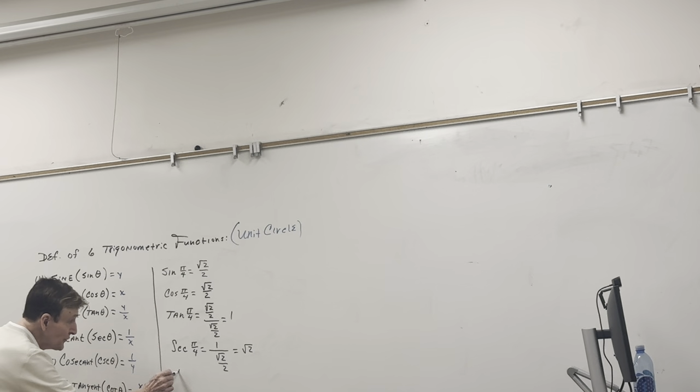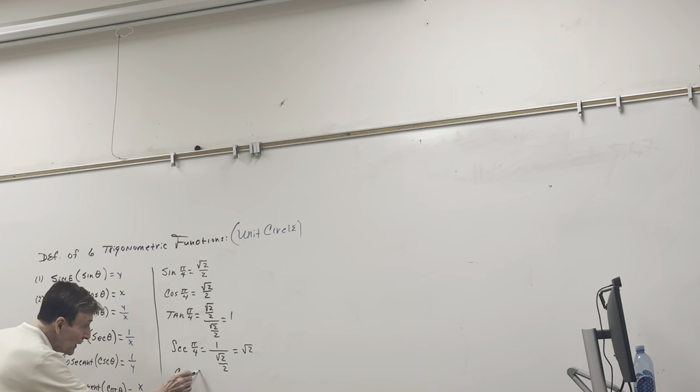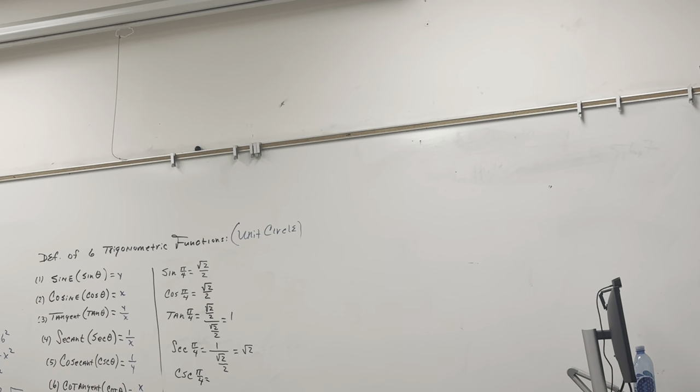Cosecant. This new angle of pi over 4, if I want to find it, definition 1 over y. Well, we're right back into another radical 2 over 2, the y coordinate. And therefore we get the same answer.